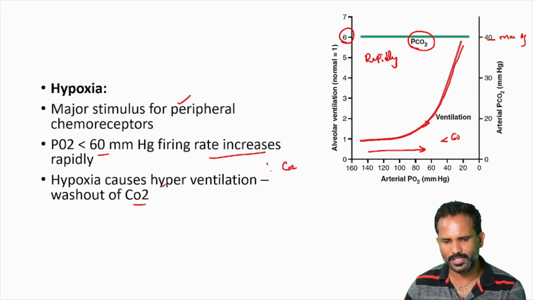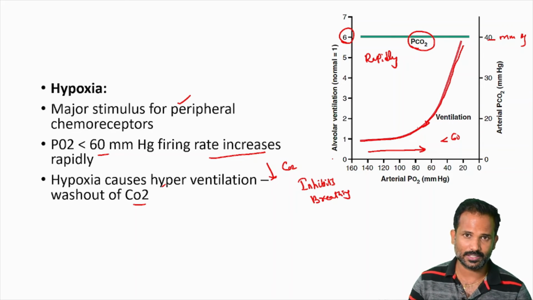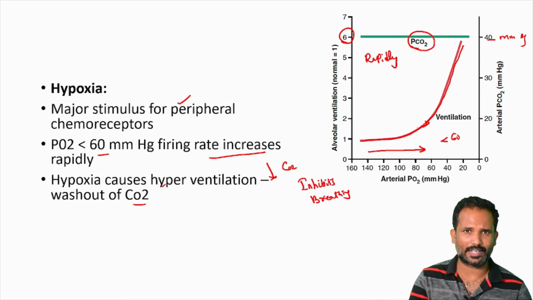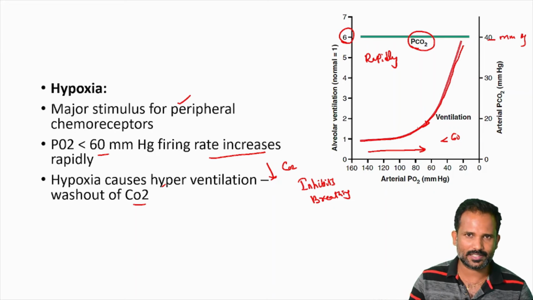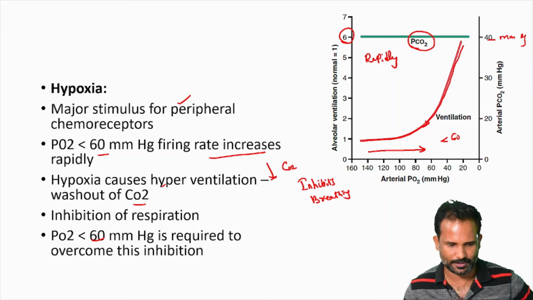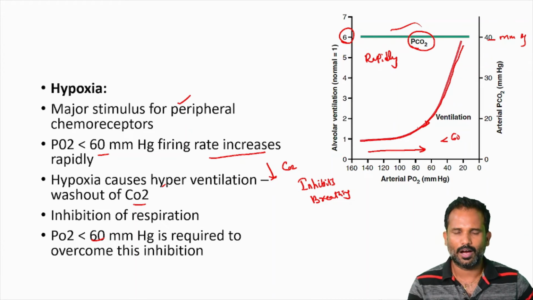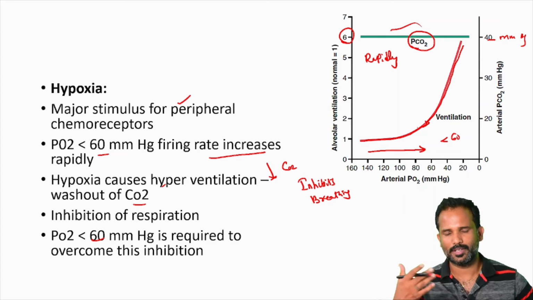If CO2 is washed out, that inhibits breathing. So respiration is inhibited. But to overcome this inhibitory effect of decreased CO2, the PO2 should reduce to less than 60 mmHg. Until that, the CO2 should be kept constant to show the stimulatory effect of ventilation by PO2. How is CO2 kept constant? By having an oxygen carbon dioxide mixture.